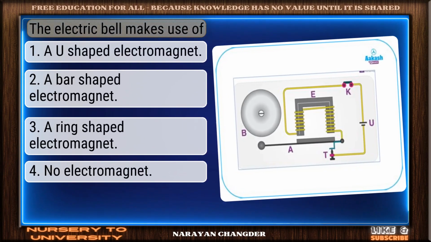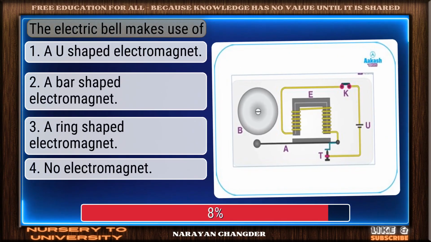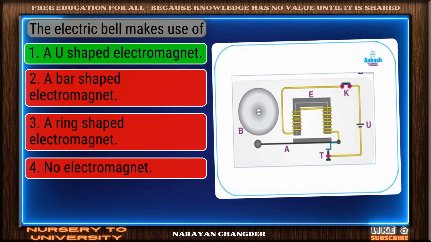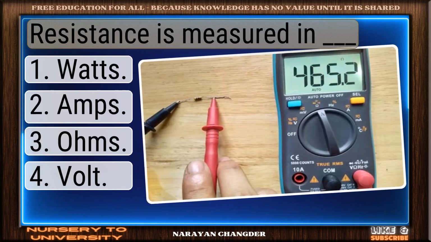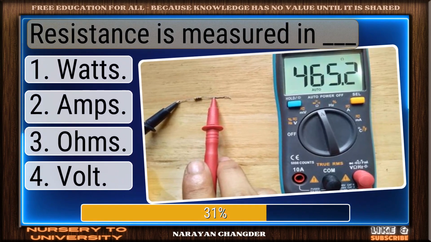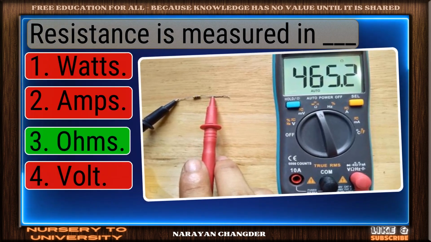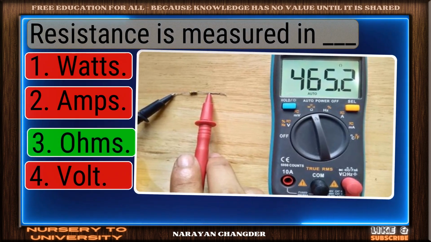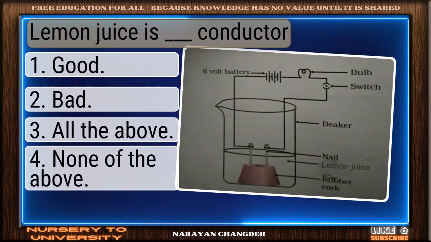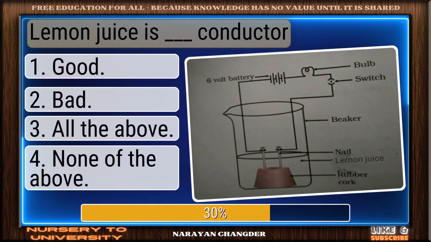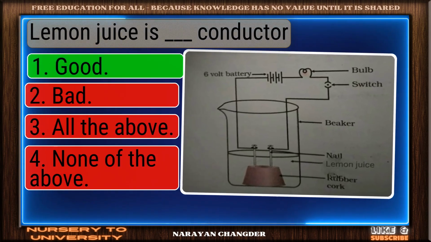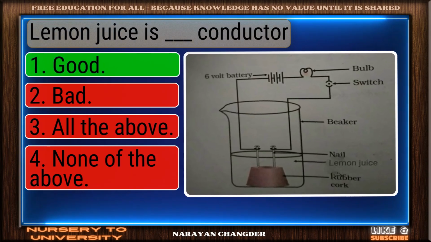Question number 234. The electric bell makes use of. Bravo, a U-shaped electromagnet is the answer. Question number 235. Resistance is measured in dash. On track. Ohms is the correct answer. Question number 236. Lemon juice is dash conductor. Nice work. You chose good, and it is correct.